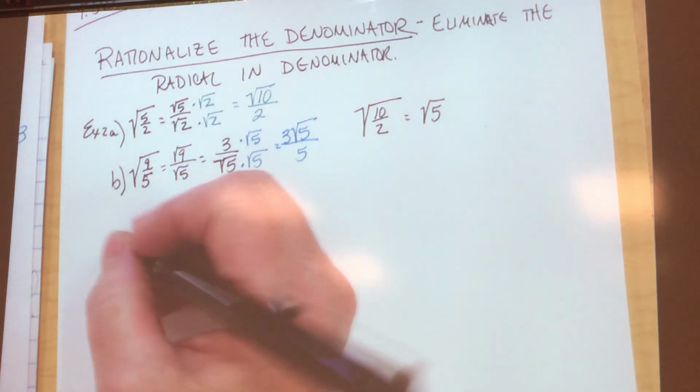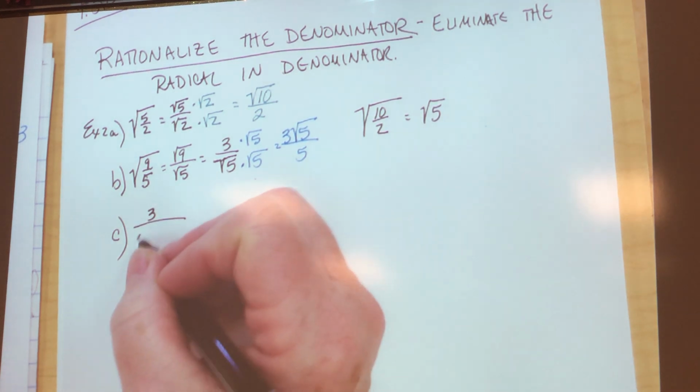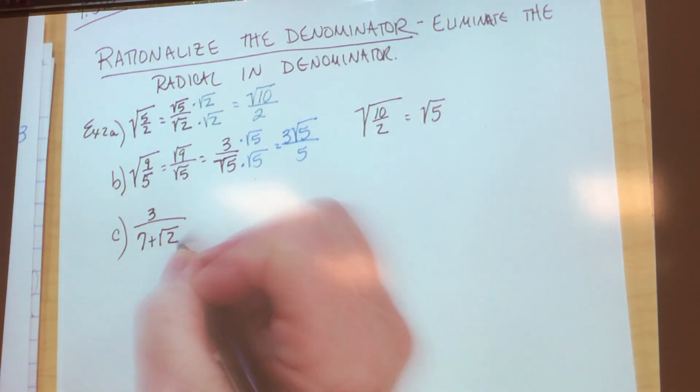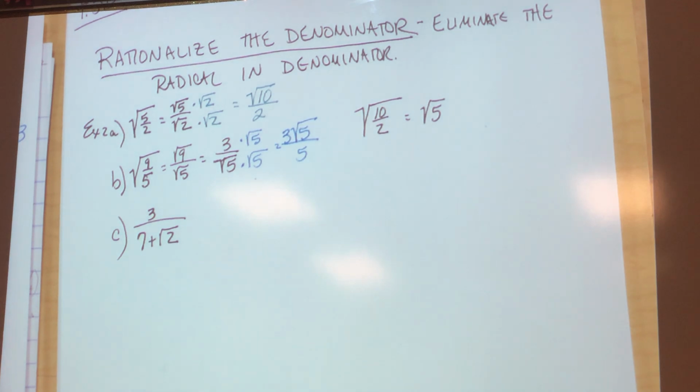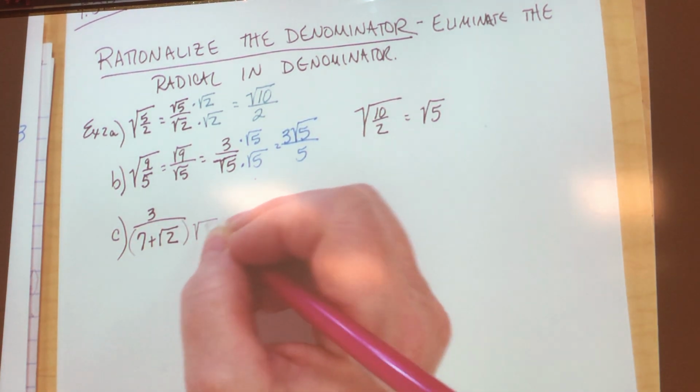All right, so here's my next one. This one's going to be a little bit harder. 3 over 7 plus the square root of 2. I'm rationalizing it. That means I'm getting rid of the radical in the denominator. What do you think I'm going to do? Multiply by the square root of 2. Multiply by this. Don't write that down. I'm going to write it down with a pencil so that I can erase it because obviously it's not right. But that is the common thing to say. Multiply by the square root of 2.